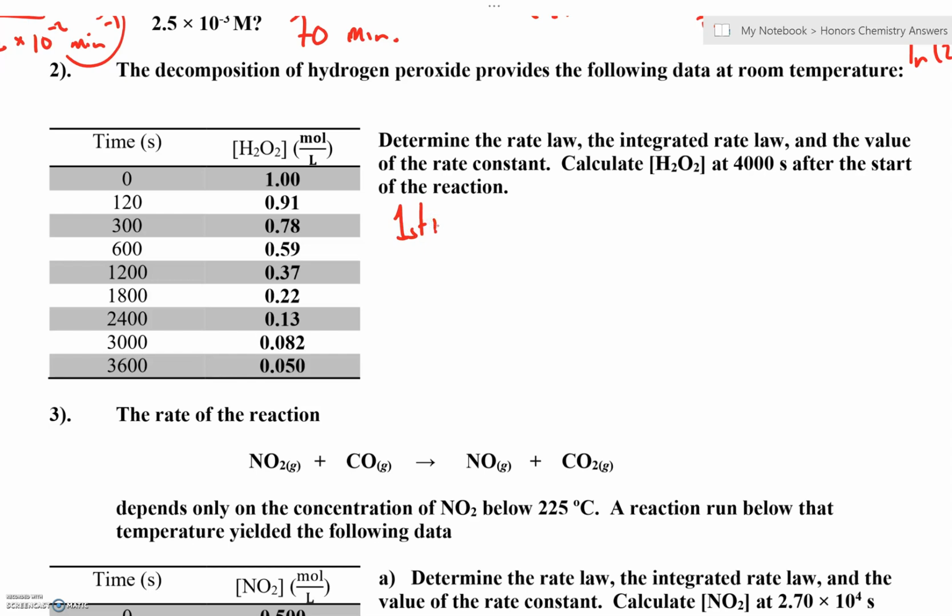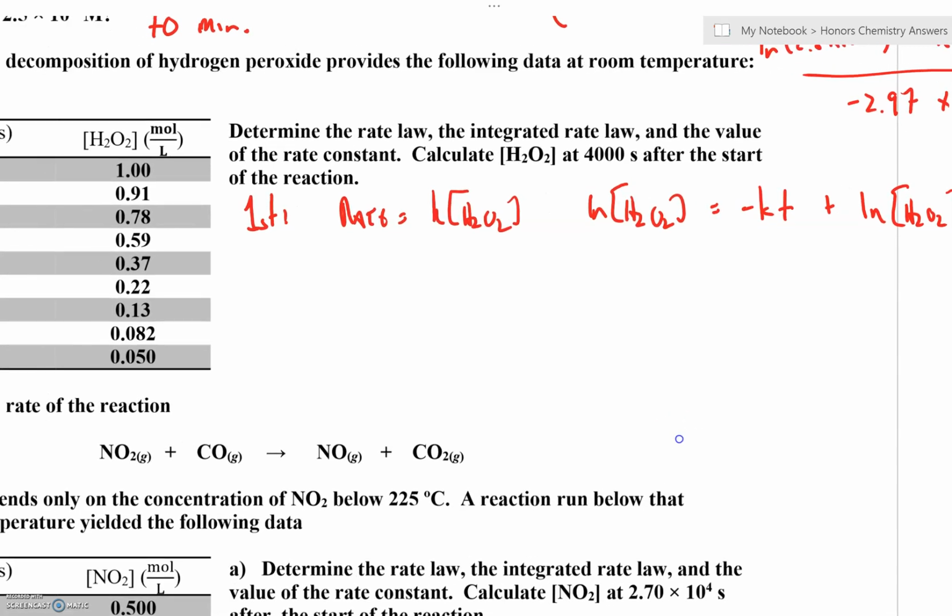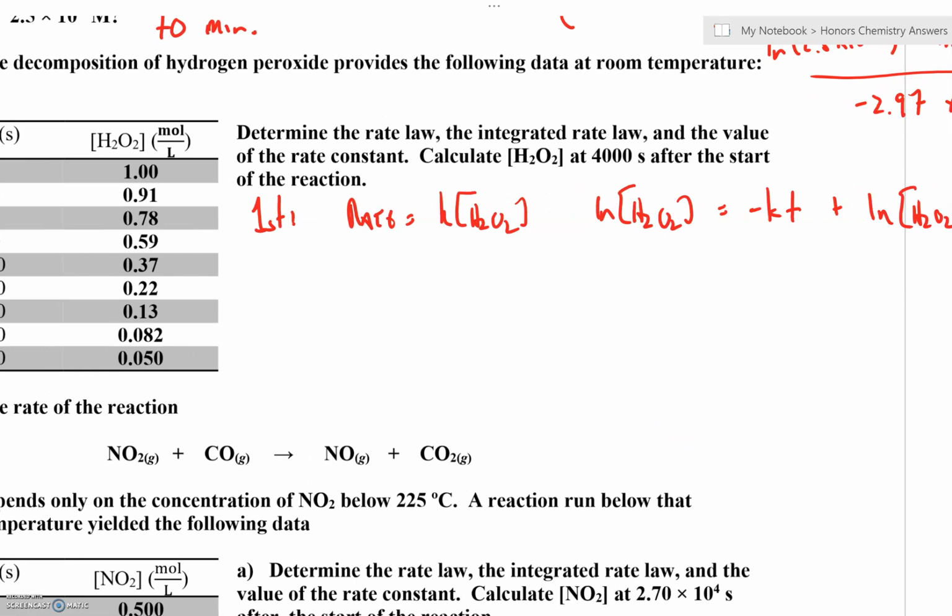And so that means that the differentiated rate law is going to look like this. Rate is equal to k times the concentration of H2O2 raised to the first power, and the natural log of the concentration of H2O2 is equal to negative k, which we don't know, times the time, plus the natural log of H2O2 at time 0, which is its initial concentration. We're going to get the value of the rate constant k, and we'll do it 2 different ways to verify that both of these ways work.